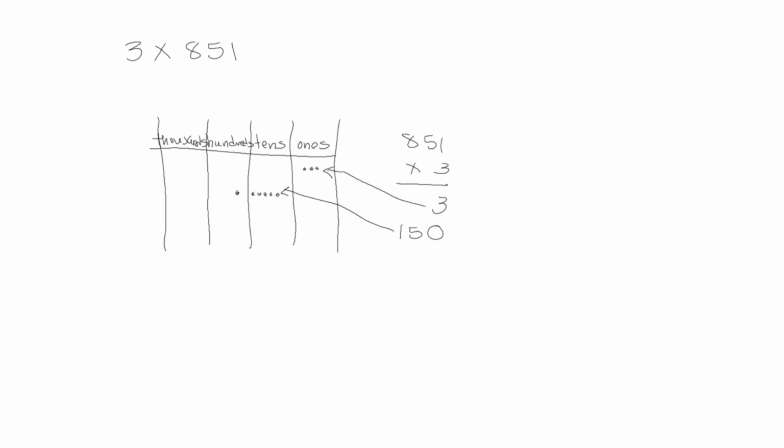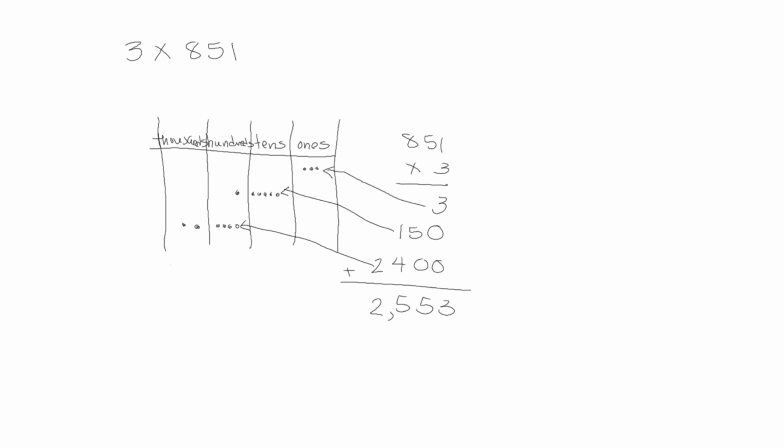Then for the next one, we're going to multiply 8 hundreds times 3, which would be 24 hundreds. And we're going to show that here as 4 hundreds and 2 thousands. And then we're going to add together our partial products. 3 plus 0 is 3. 5 plus 0 is 5. 1 plus 4 is 5. And 2,000 gives us a total product.